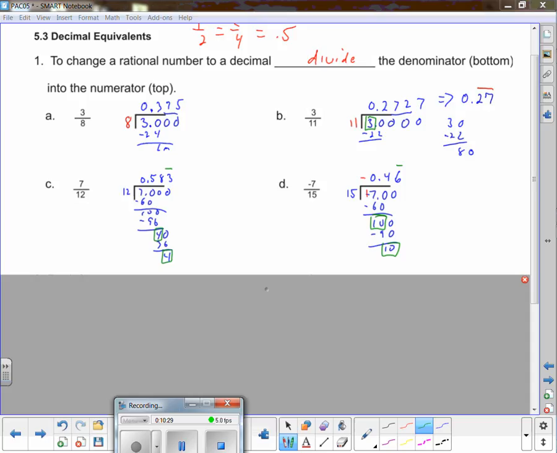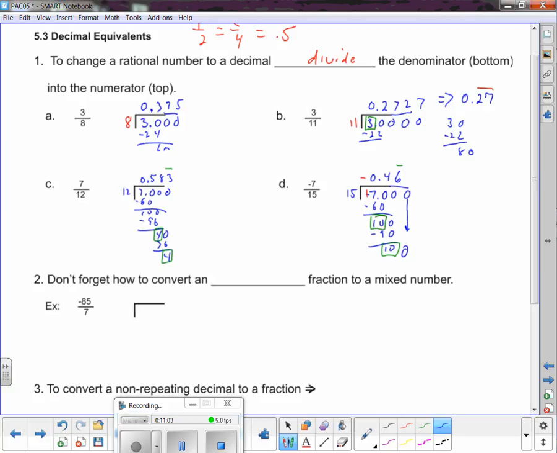Question, Brennan? You shouldn't have gotten 0 there because when you get your 10, if you did a next number, you would bring down another 0 and you'd be at 100 again. And 15 goes into 100 6 times. So you should have gotten 0.4666666, which is 0.46 with the bar over the 6. Do you see that? Or was I clear? Okay. Wasn't sure if I was clear for you. All right. Be careful with your repeaters, and hopefully you'll get good at them.